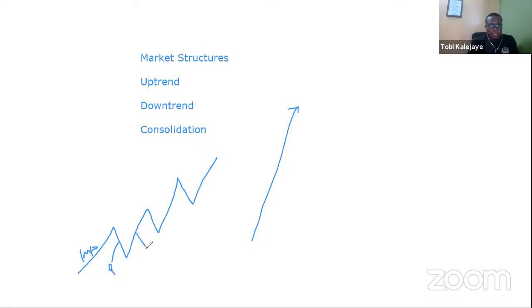I hope you get this. If possible, draw them down in your own book. It will help you. So these are retracement points, all these ones I'm trying to bring out. These are retracement levels, and this is impulse, impulse, impulse, impulse.